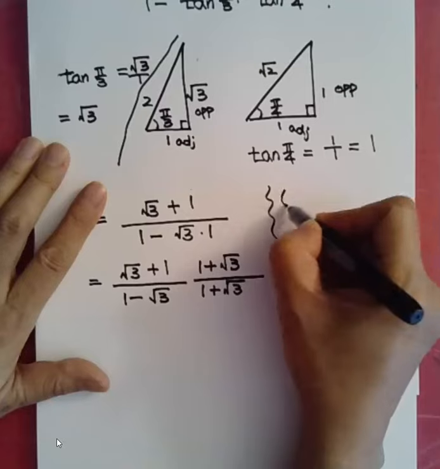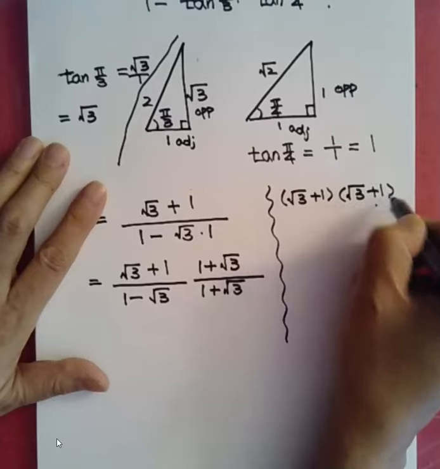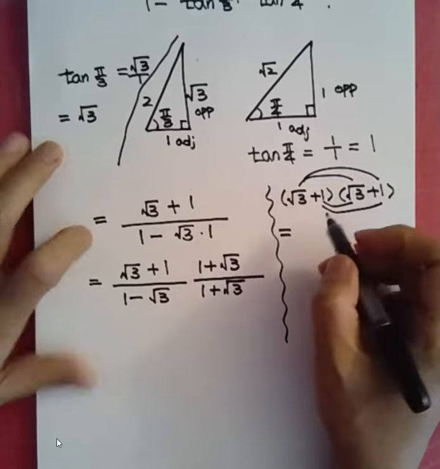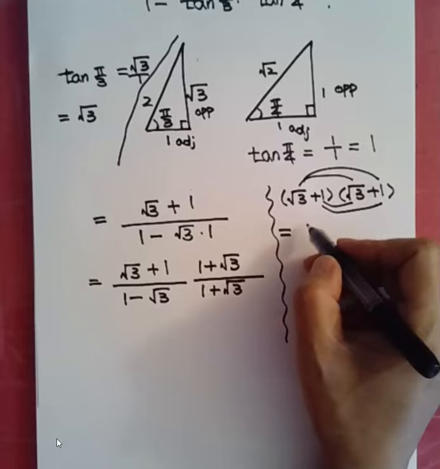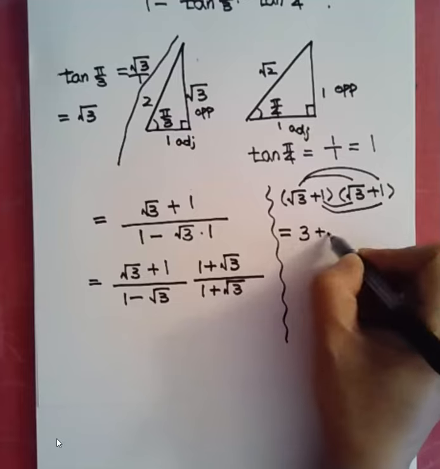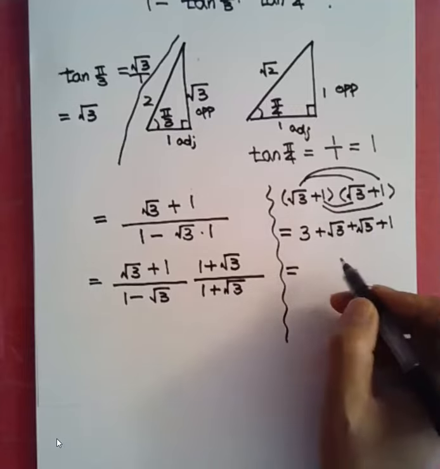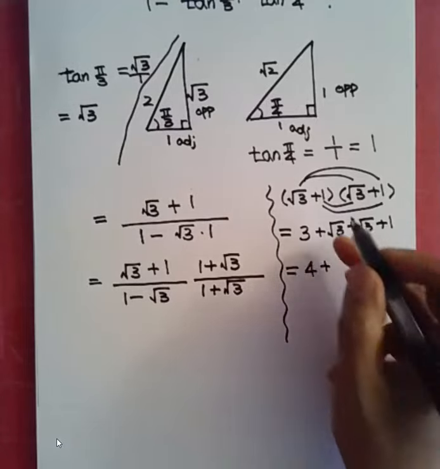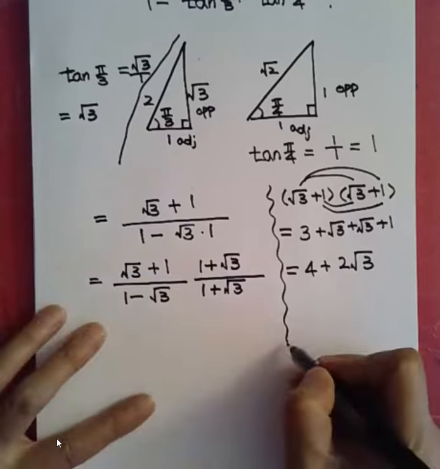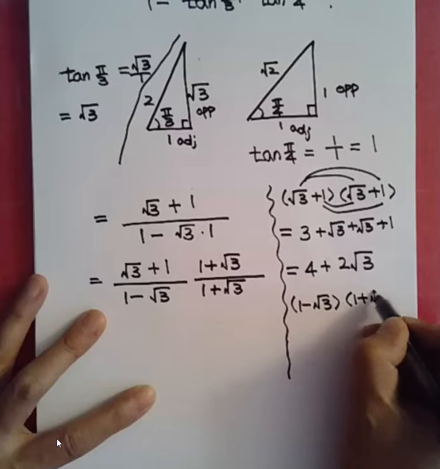Let's calculate square root of 3 plus 1 times square root of 3 plus 1. I just switch the order. You can just FOIL if you don't remember the square formula. Square root of 3 times square root of 3 will give you 3, plus square root of 3 times 1 plus square root of 3 times 1, plus 1. 3 plus 1 is 4, plus square root of 3 plus square root of 3 is 2 square root of 3. The next one is 1 minus square root of 3 times 1 plus square root of 3.